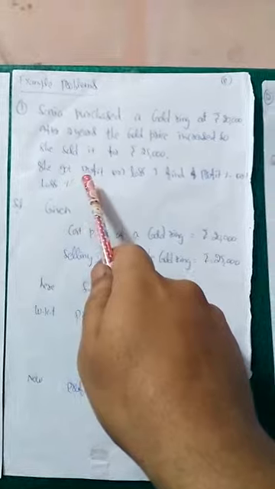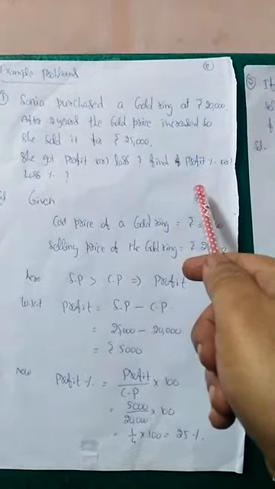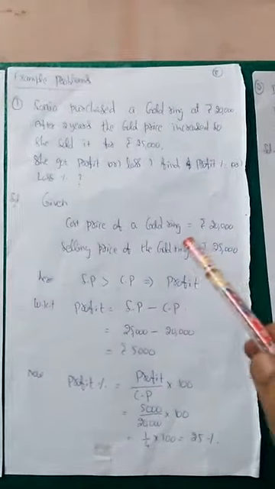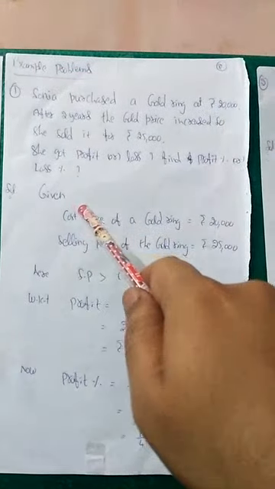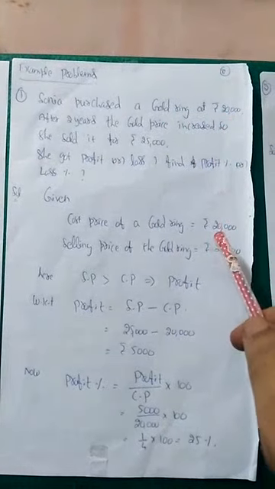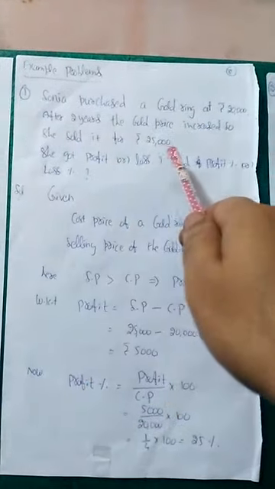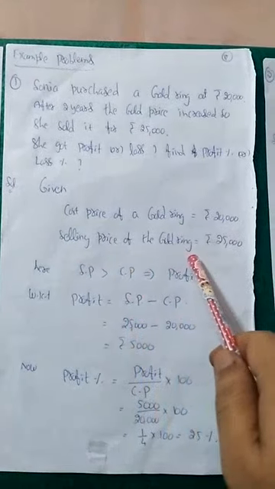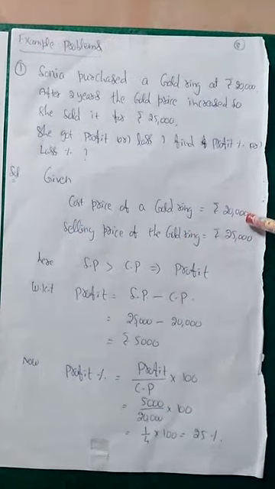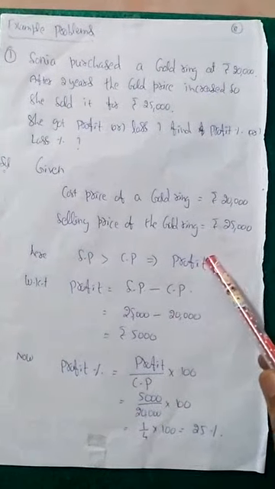Now, next. Did she get profit or loss? If profit, what is profit percent? If loss, what is loss percent? Coming to the solution of this problem, write down the given information. Cost price, purchased. So, cost price of the gold ring is 20,000. Selling price, she sold it for 25,000. So, selling price of the gold ring is 25,000. So, clearly SP is 25,000, CP is 20,000. So, SP is greater than CP. What will we get? Profit.